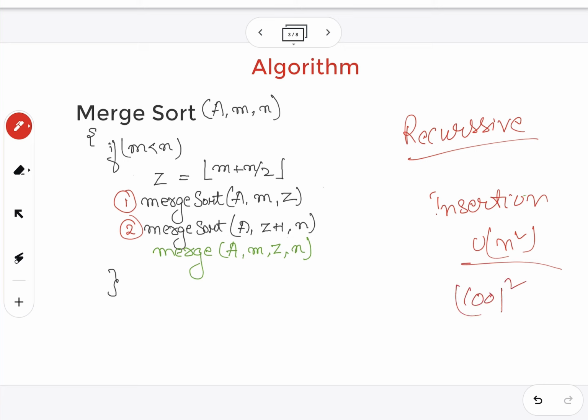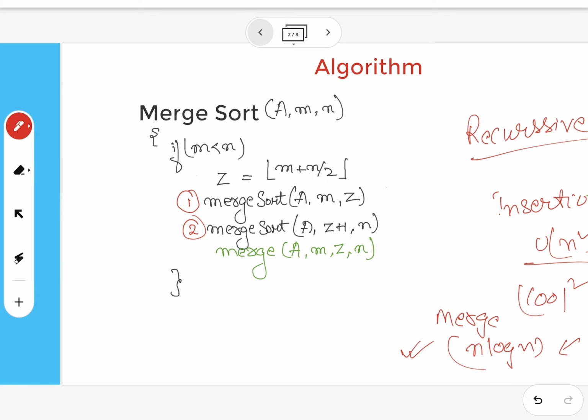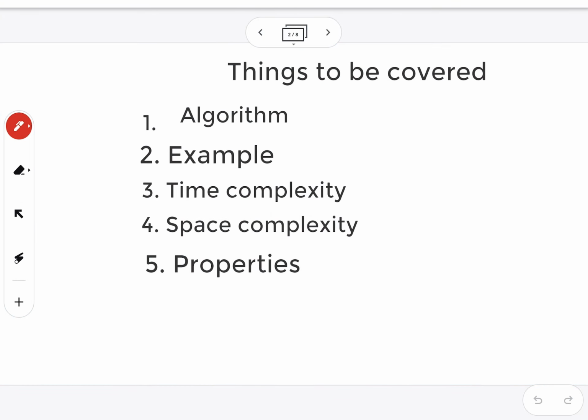This is the insertion sort part, but for merge sort the time complexity, as I discussed, is n log n, which is much lower than n squared. That's how the good part of the merge sort algorithm comes out. These are the things I discussed.